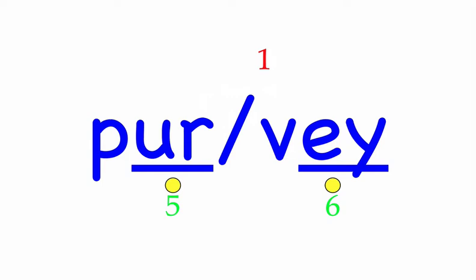Glue. Glue. I need to go to the store and get some glue. Glue. 3 sounds. G, l, oo. Glue. Now at this point, pause the video, mark the word completely, and when you're ready, advance the screen. Glue. UE is representing its second long sound.